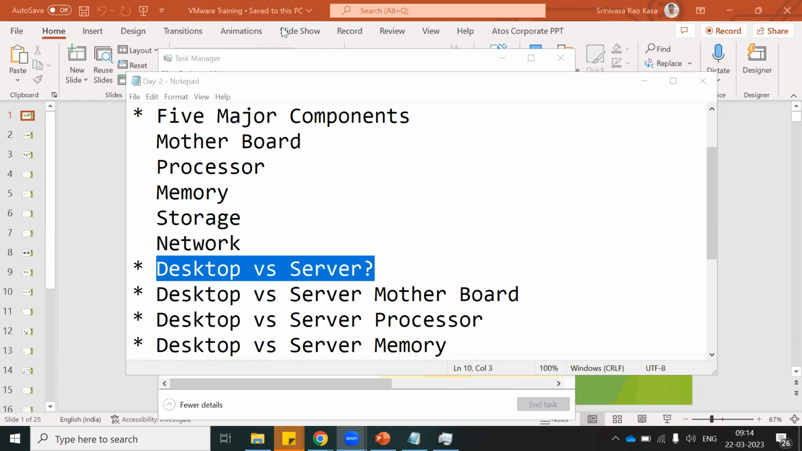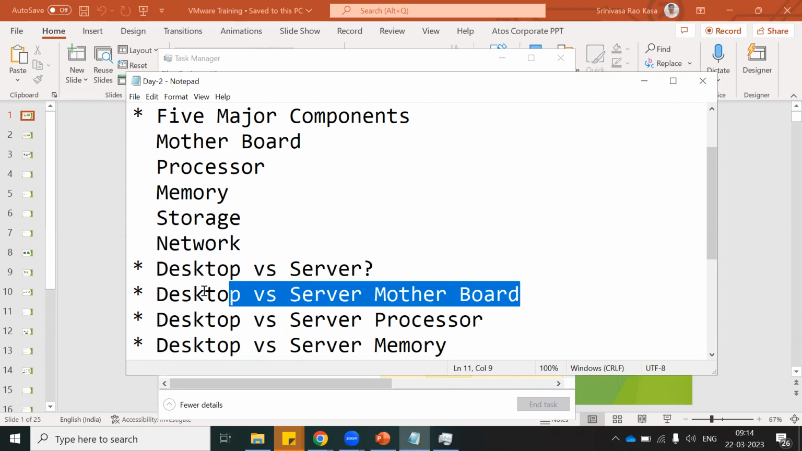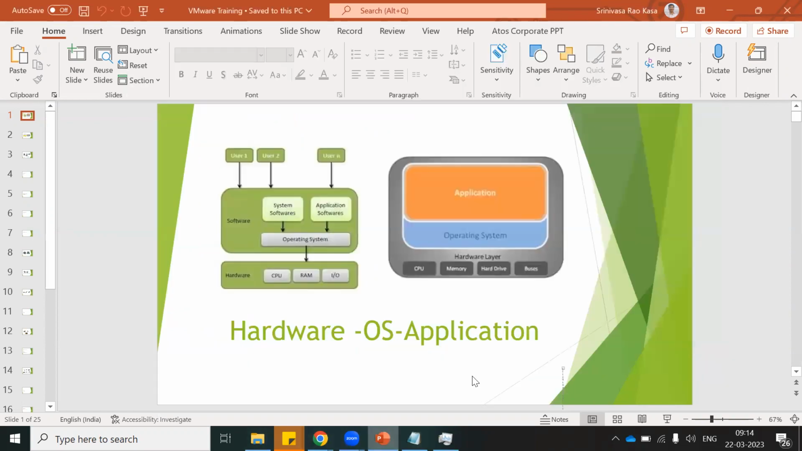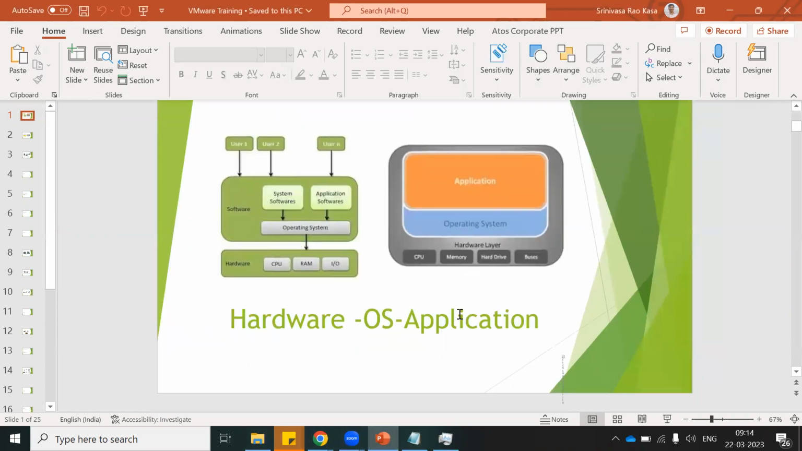Coming to that, for each and every understanding, I'm going to showcase these 5 components: what is a motherboard, what is a desktop and server motherboard. I'm going to showcase it, and you can even Google it. What is a desktop versus server motherboard?